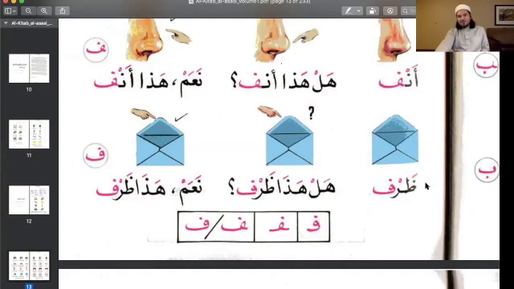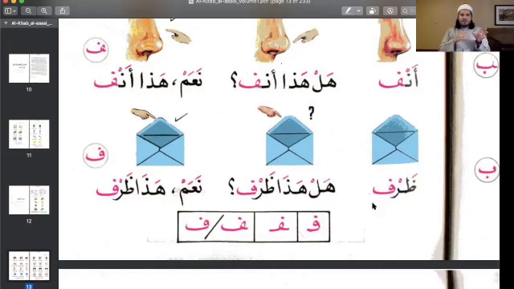All right, who wants to go for this one? Sita, go. ظرف. هل هذا ظرف؟ نعم هذا ظرف. So this word means an envelope, right? An envelope or a letter, the actual physical letter.